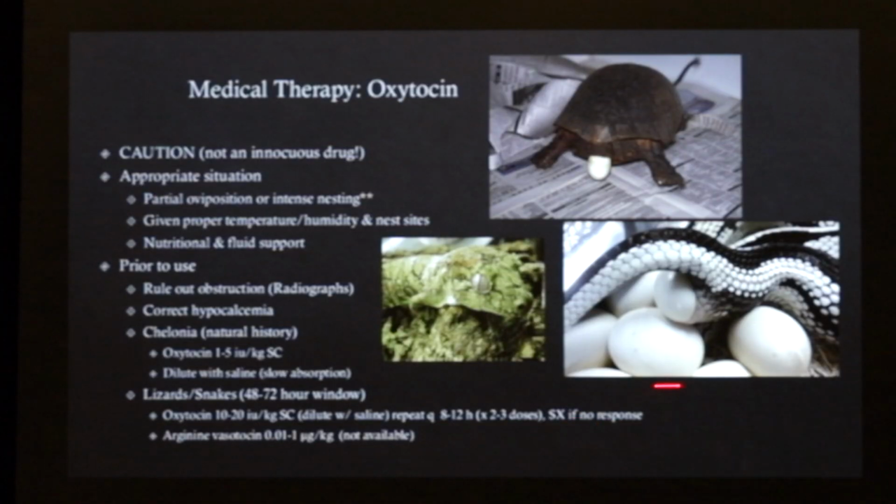So this is how we do it here. Unfortunately, arginine vasotocin is the reptilian equivalent of oxytocin, but it's not available to us, so we don't have that. So, all right, I'm moving along real quick now. Here we go. Medical management.